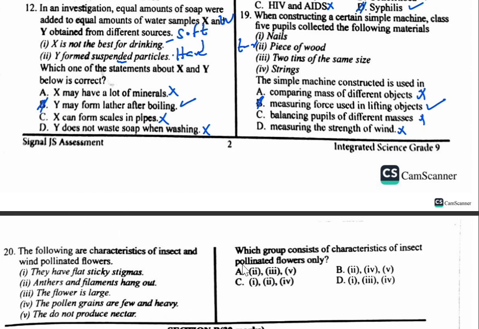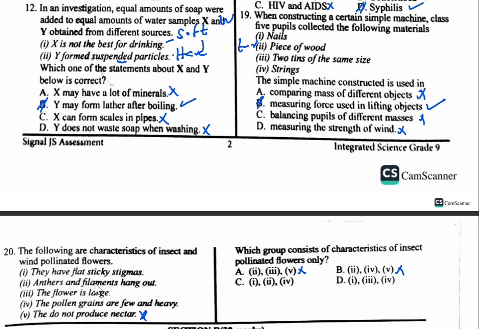Which group consists of characteristics of insect-pollinated flowers only? So you have options here. For example, Roman 5, they do not produce nectar. This one is not true. This one is for wind-pollinated flowers. You know that for insect-pollinated flowers, they produce nectar to attract the insect. And therefore, any option with Roman 5 is wrong. So option A, because it has 5, is wrong. And also B is wrong. So you are left with C and D.